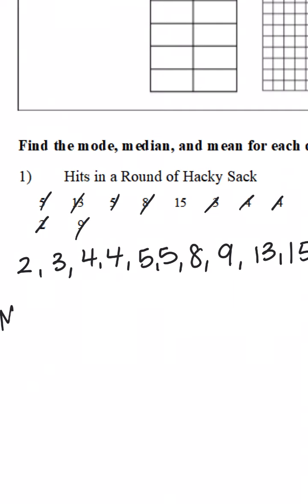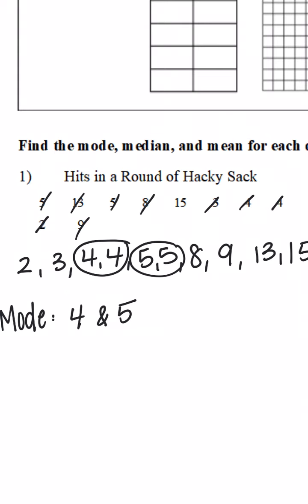All right, so the mode is the most common. So the most common number would be 4 or 5, right? Because there's 2 of those. So you're allowed to have 2 modes. So our mode is 4 and 5.